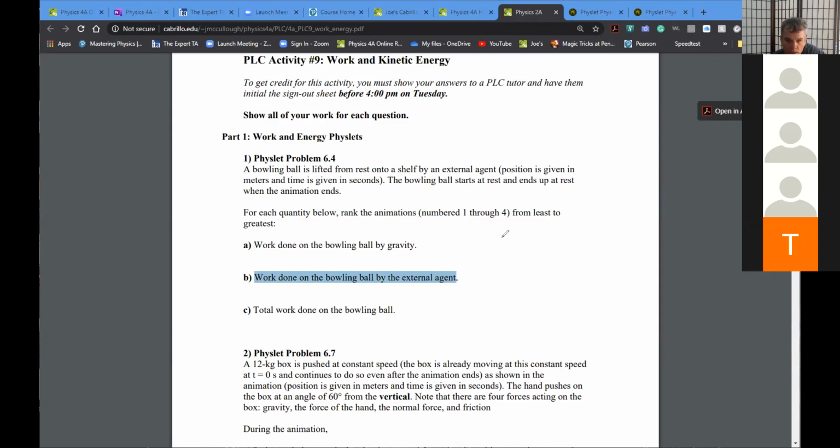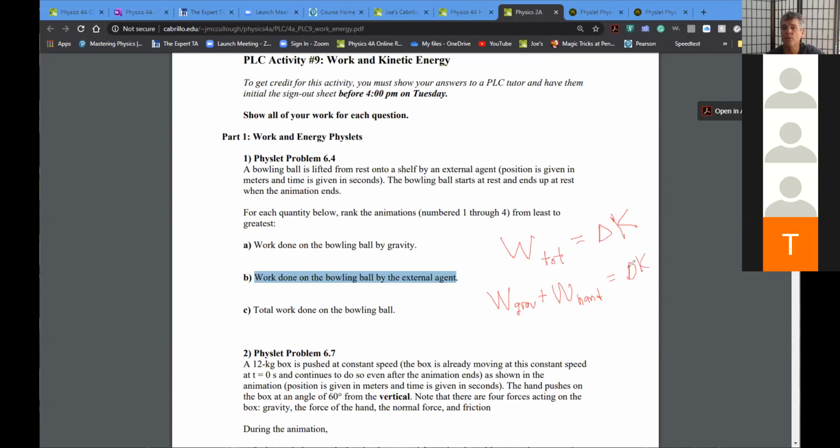So one of the other things we're going to get to is the work done. The total work done by all external forces is going to equal the change in kinetic energy of the system. In this particular clicker question, we only have two external forces acting. We have the work done by gravity, and let's say the work done by the hand. And that has to equal the change in kinetic energy.